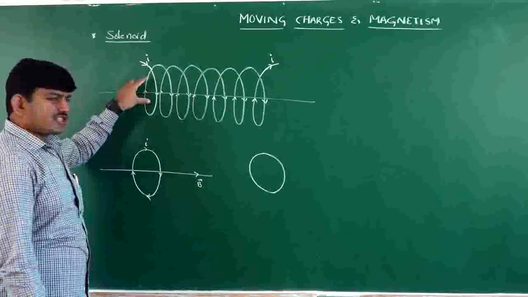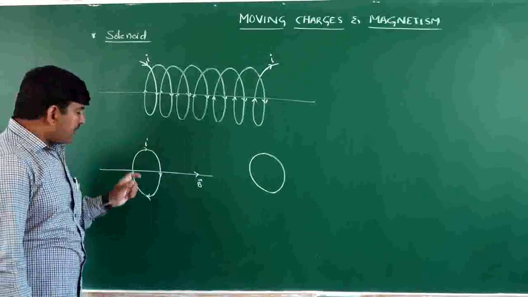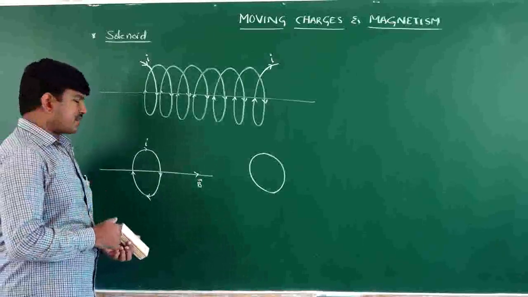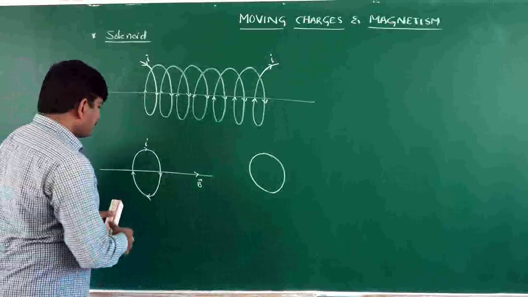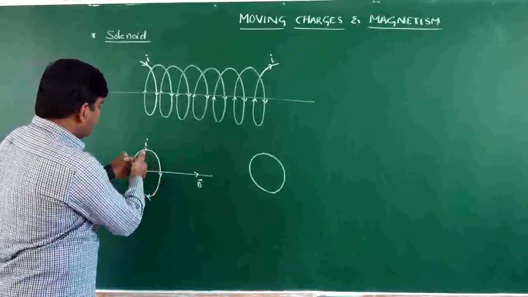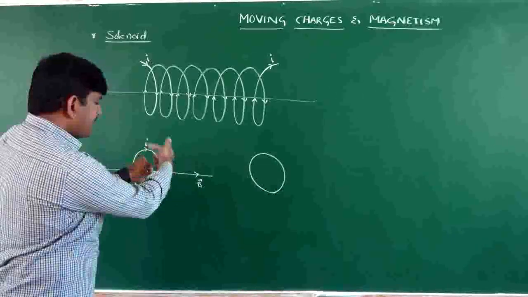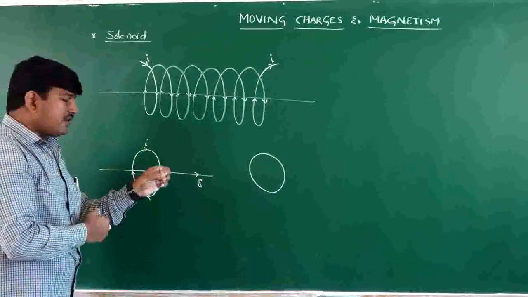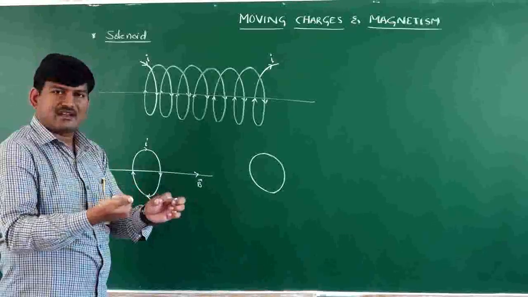Here each turn of this solenoid can be treated as a current loop. In the previous concepts we have studied that the magnetic field due to a current loop will be directed along the axial line. We use the thumb rule or clasp rule. If this is the coil, and current is coming in this way, then the magnetic field is directed along the axis. Even we can use the thumb rule like this. Suppose this is the direction of current, this represents the magnetic field.